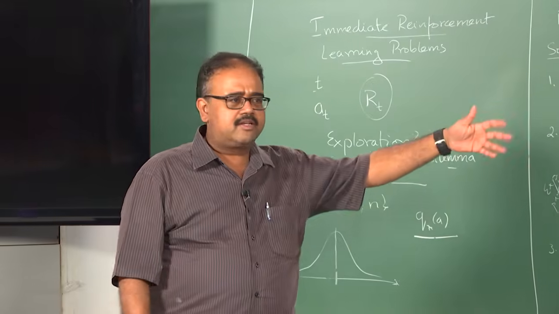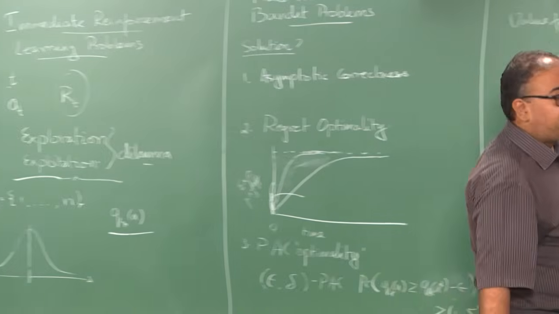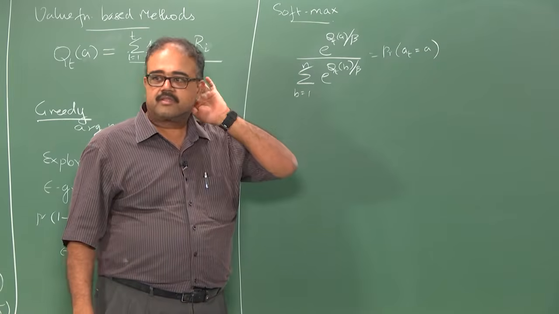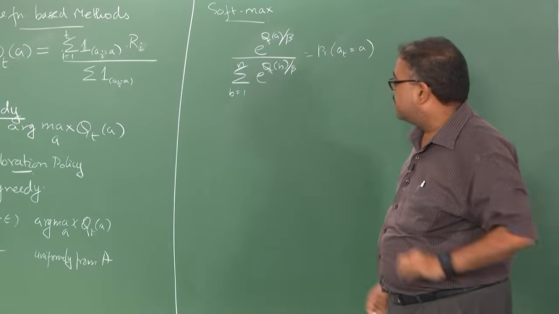So it gives you an additional parameter for tuning. If you don't trust me, you can work it out. You guys are smart enough to work it out. So this gives you an additional parameter for tuning how sharply your probability needs to fall. So this is called softmax.